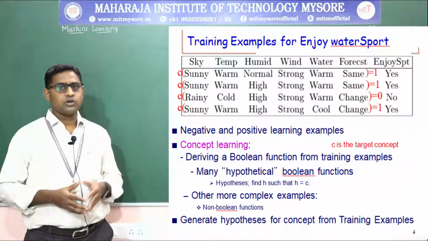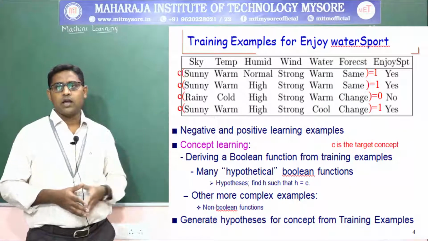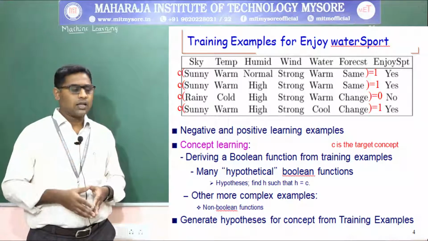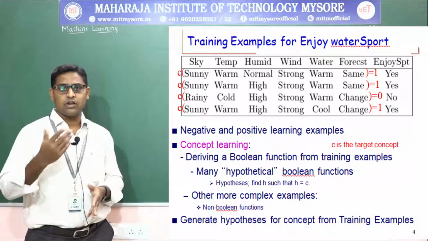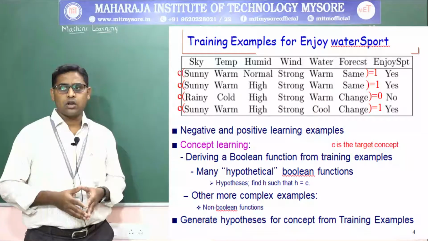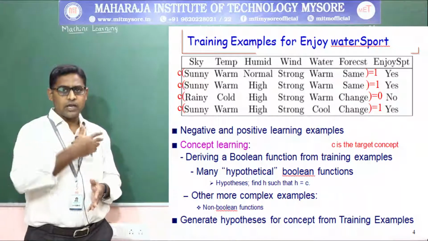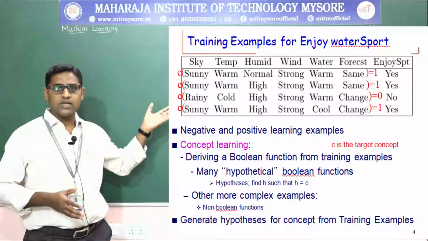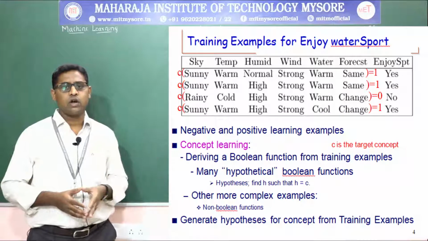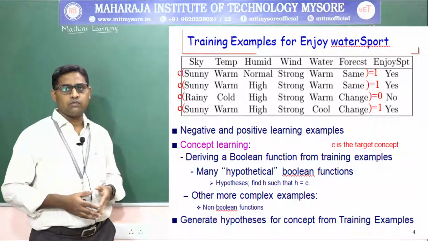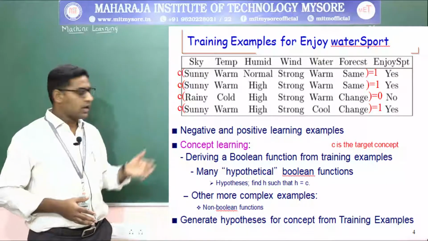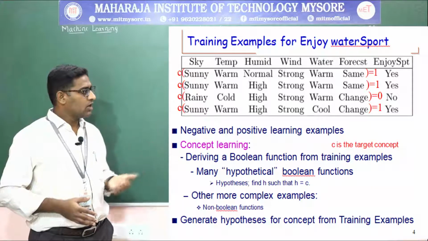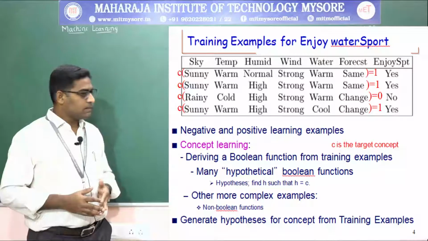For all those 6 attributes like sky, temperature, wind, humidity, water, forecast, the last column is enjoying the water sport, whether you are going to enjoy the water sport or not, that is yes or no. So for the respective 6 attributes you have specific values. Those specific values are: for sky it is sunny, for temperature it is warm, for humidity it is normal, for wind it is strong, for water again it is warm, and forecast is whether it is same or change. Now here in the first row forecast is same.